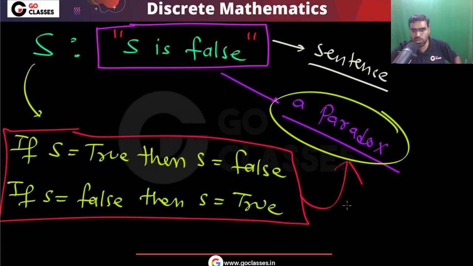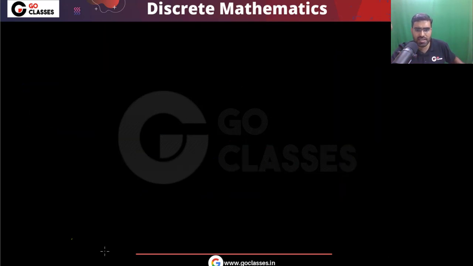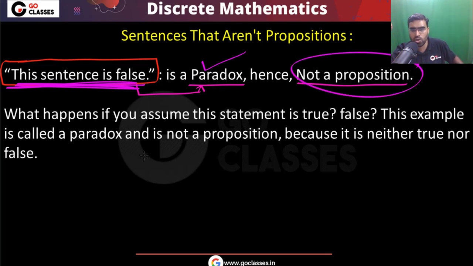And if you have this type of situation, then definitely it is not a proposition. A paradox is not a proposition. Okay, very simple. I hope all these points are clear. Very clearly we have seen what is a proposition and what is not a proposition. We have also seen this example, this sentence is false, this is a paradox. So a paradox is not a proposition.